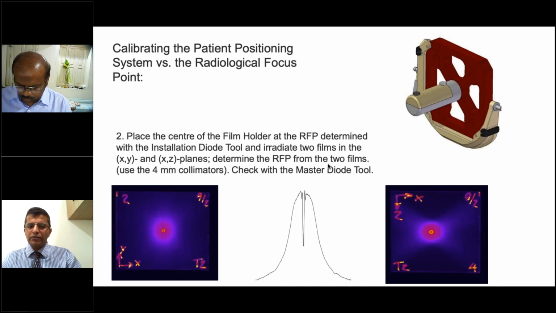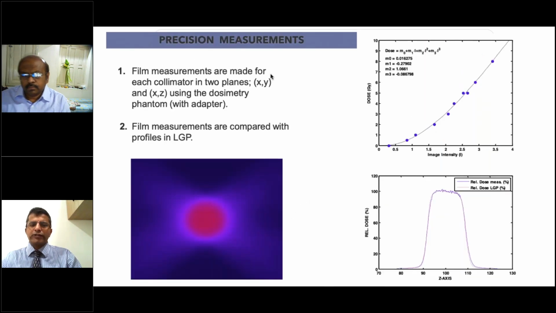from these two films. And that is a special device where we could prick the film using a very small needle. This procedure is done for the 4 mm collimator, which is the smallest collimator, to assess the radiological focus point. After assessing the radiological focus point, this is also compared with the profiles in the Leksell GammaPlan. So we could see how it is compared with the Leksell GammaPlan.